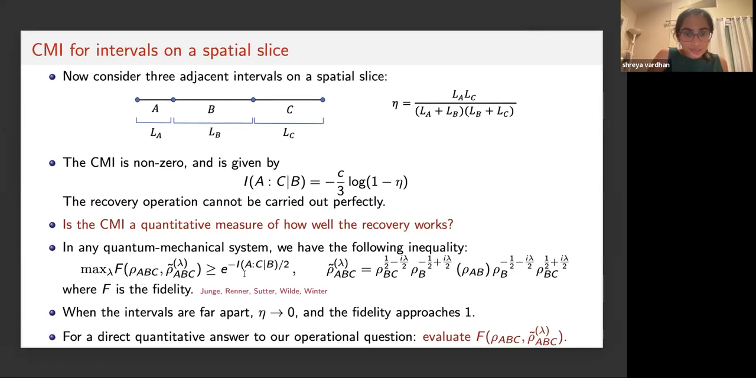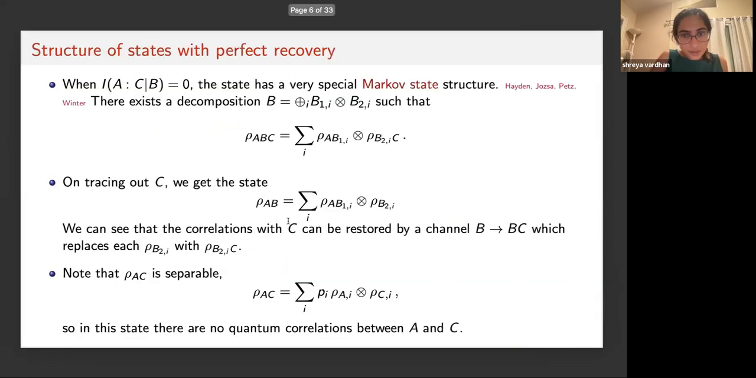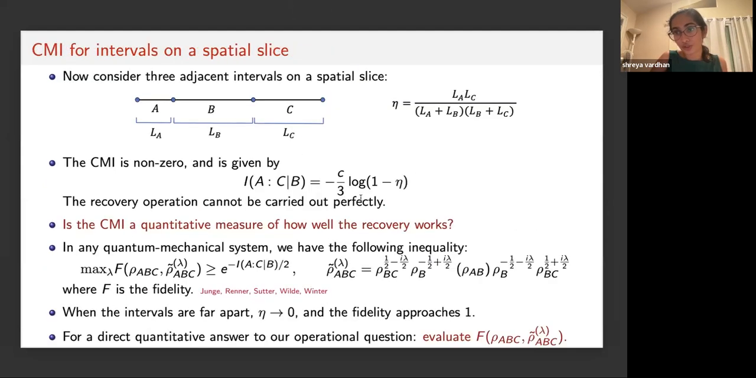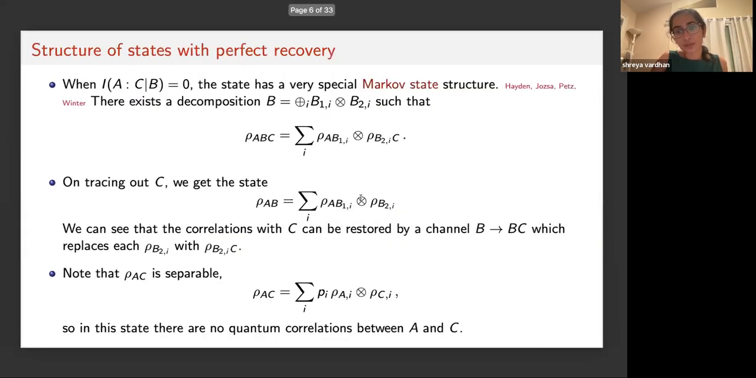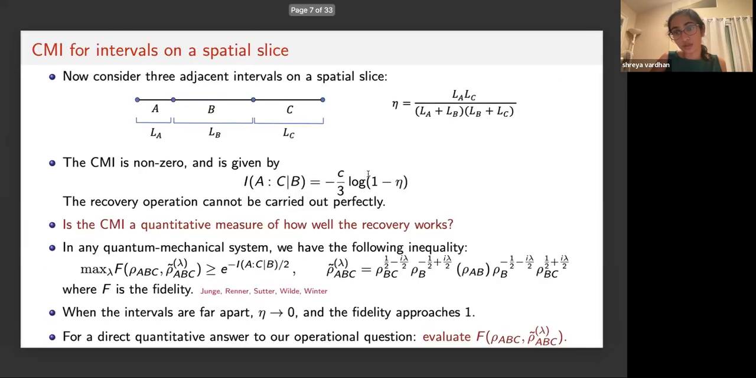Yeah, in contrast to this statement, this Markov state structure is actually not robust. So if the conditional mutual information is non-zero but small, it's not possible to make any statement about the state being close to a Markov state of the structure. So the only statement which is robust is the one in terms of this recovery.